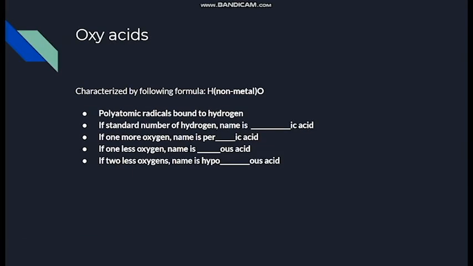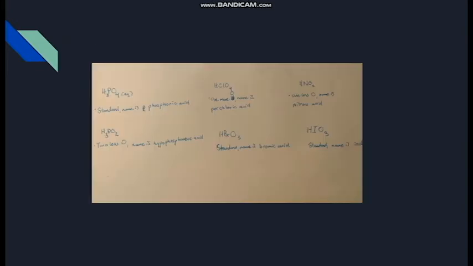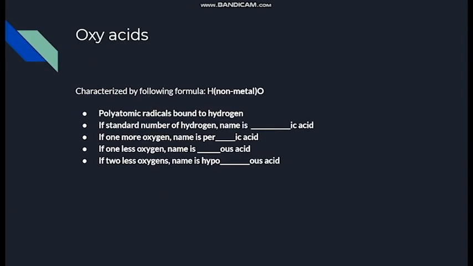Alright. Now, oxy acids are characterized by the following formula. You have hydrogen, you have the nonmetal in between, and then you have an oxygen atom at the end. Polyatomic radicals are going to be bound to hydrogen. So, if the standard number of oxygens are present in this ion, we're going to be naming it blank-ic acid as the suffix. If there's one more oxygen, it's going to be per-, the nonmetal, -ic acid. If there's one less oxygen, it's going to be the nonmetal -ous acid. 2 less oxygens, it's going to be hypo-, the nonmetal, -ous acid.